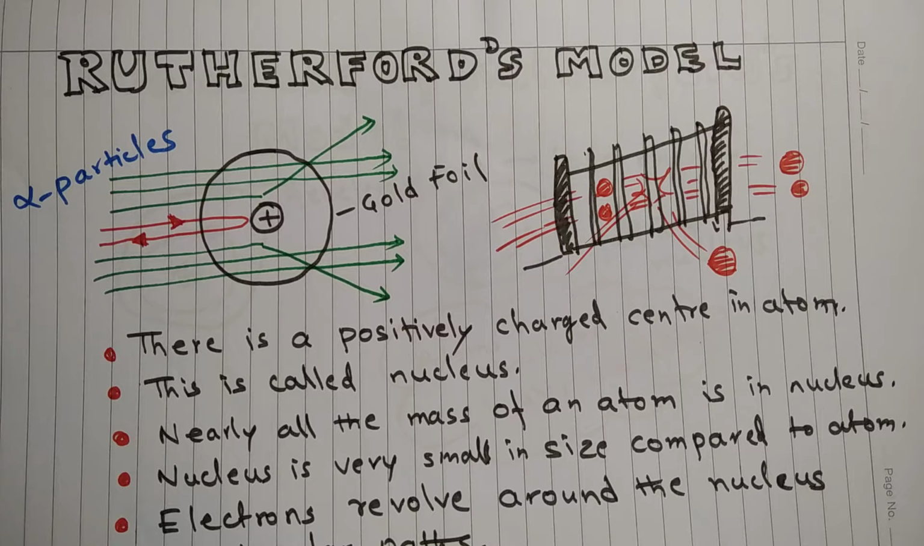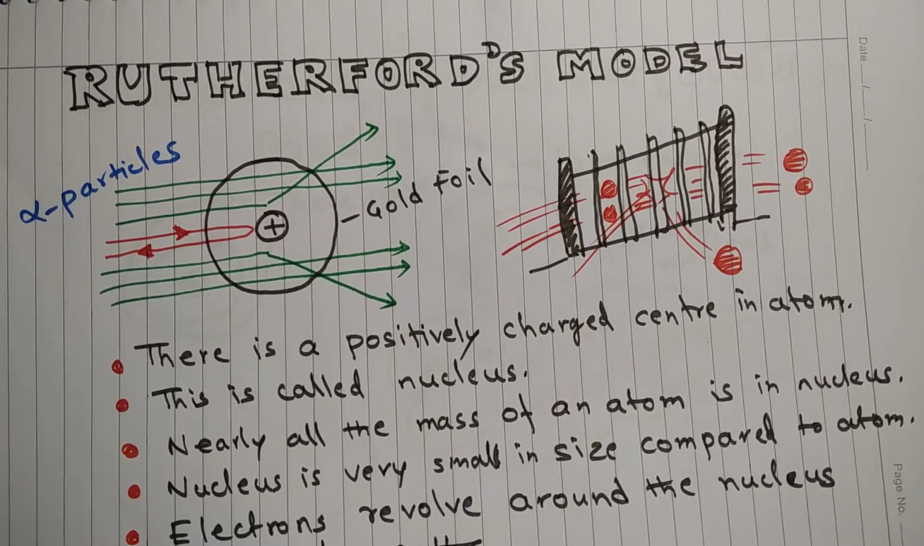Alpha particles are positively charged, so whenever a positively charged particle goes near a positively charged object, it will be deflected, or it will face repulsion from the positively charged object. So this was the basis of experiment conducted by Rutherford. Rutherford was hoping for a negligible number of alpha particles getting bounced back or deflected, but he was astonished by whatever he observed.